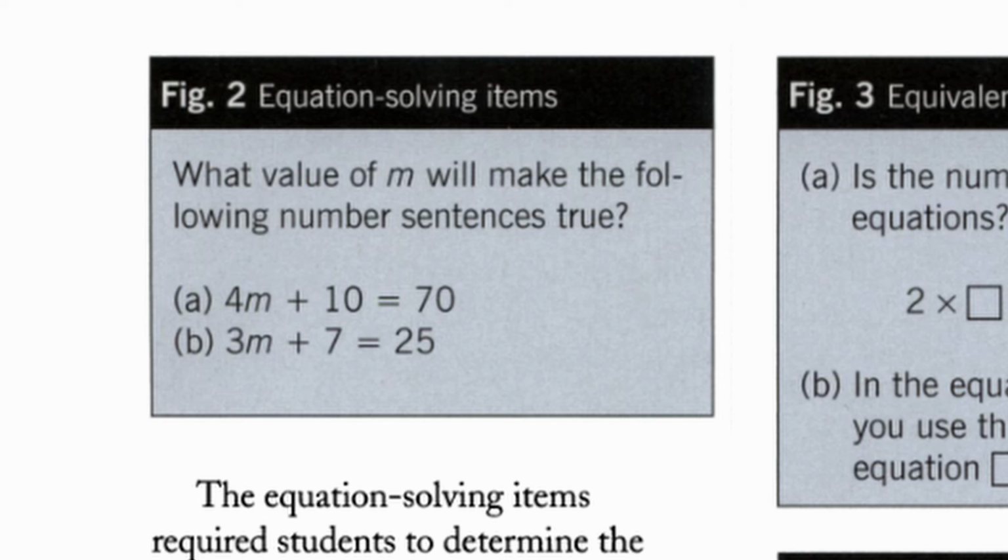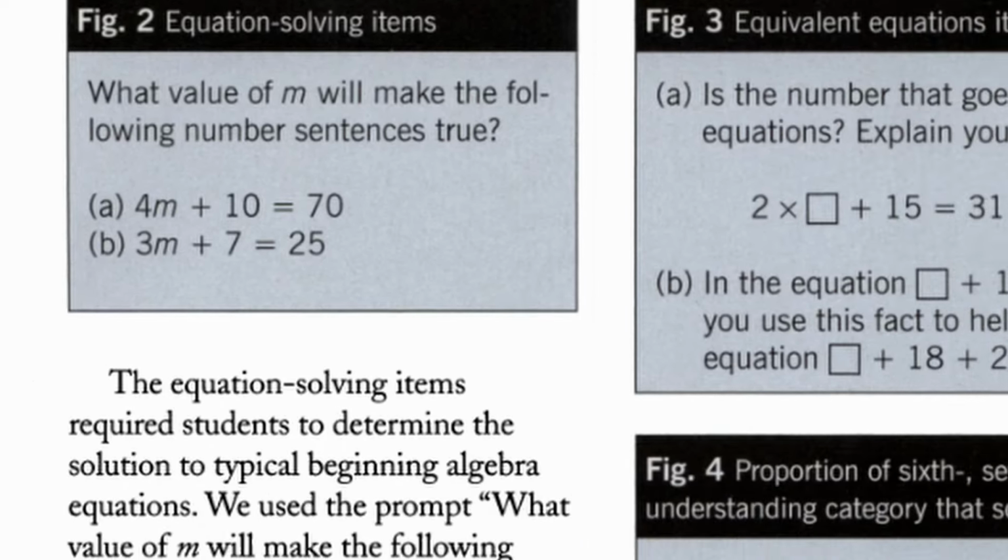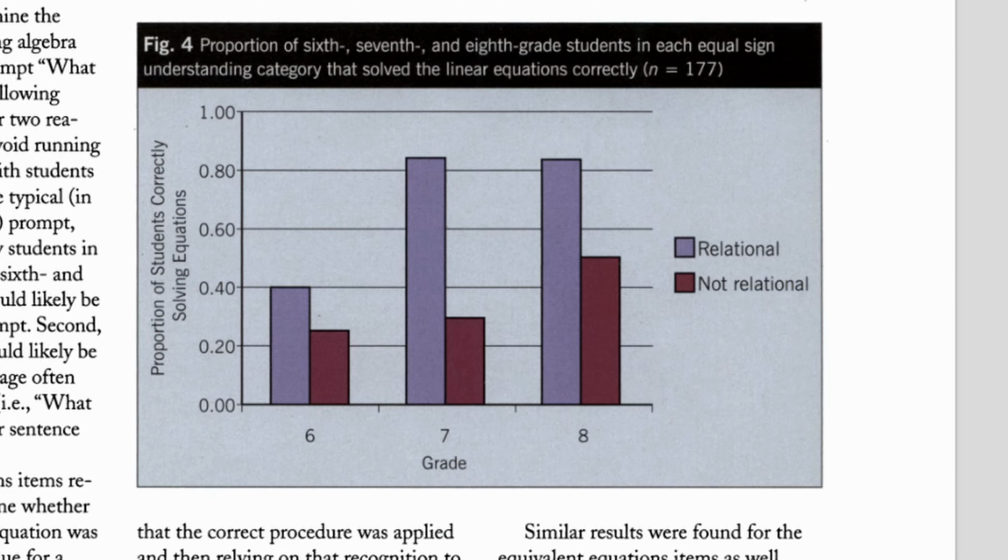So m in the top one is 15, m in the bottom one is 6, I believe. And what they found was that when they looked at each age group, each grade, and then split them into the students who had the relational understanding of the equal sign, i.e. balancing, and the students who had the non-relational understanding, i.e. the answer comes next understanding, the ones who had the relational understanding were much more likely to get them right. So in grade 6, 40% of the relational understanders got those questions correct versus just about 25% of the others.